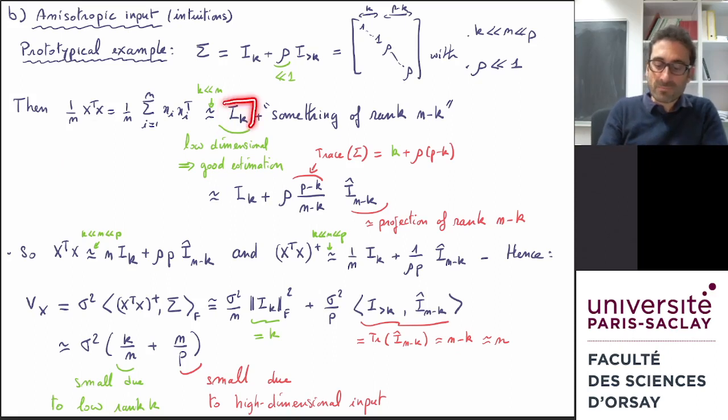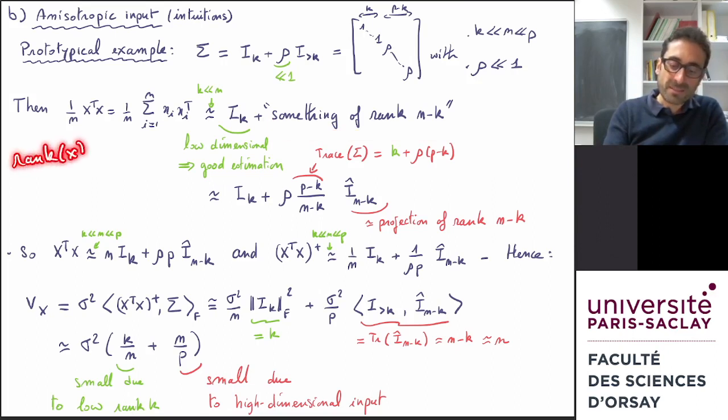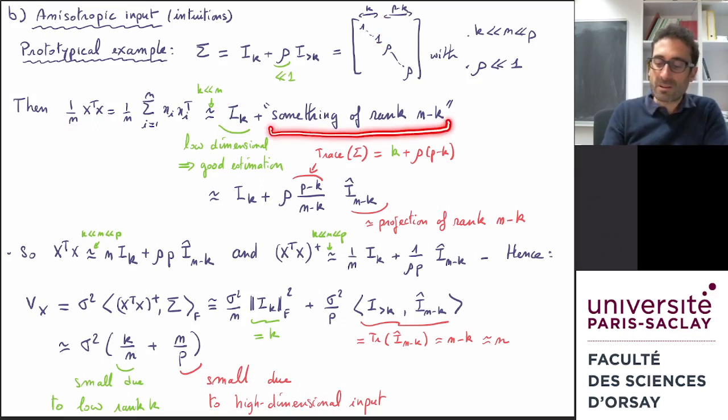So if you look at the empirical covariance on this space, you will essentially have the identity. And then you have an additional term. And what can you say about this additional term? So you know that the rank of x is the minimum of n and p, so it is equal to n, since n is smaller than p. So you know that this has a rank which is equal to n. Since this has rank k, because this corresponds to this term, you know that here you will have something of rank n minus k.